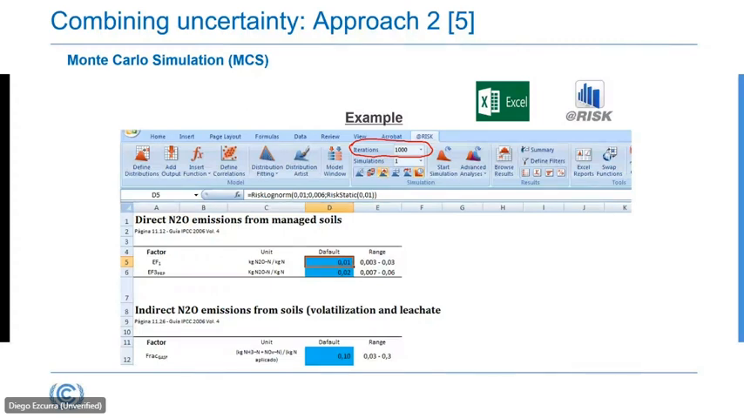As I mentioned, there are several Excel spreadsheets that contain macros already included, so you can just download the Excel and use the macros that are included there. But Argo is a very nice software. It's very similar. It does not have the same power or graphic design as @Risk, but it's a very good alternative.